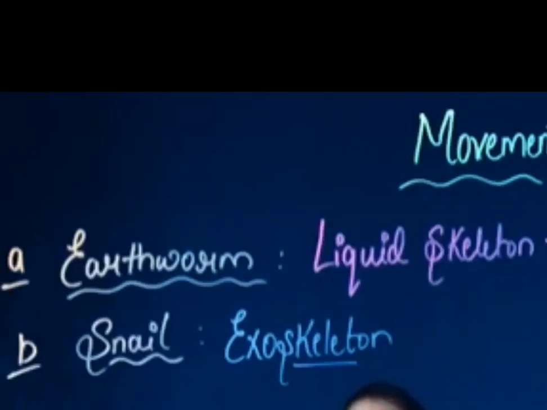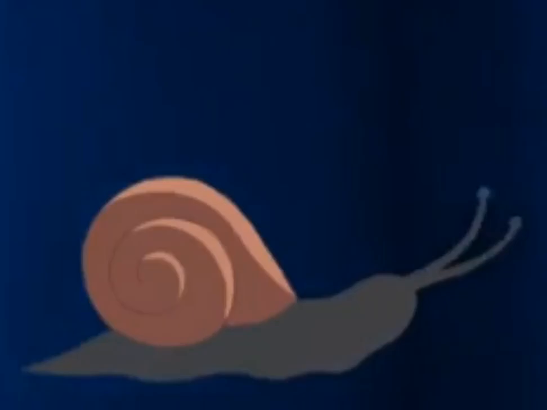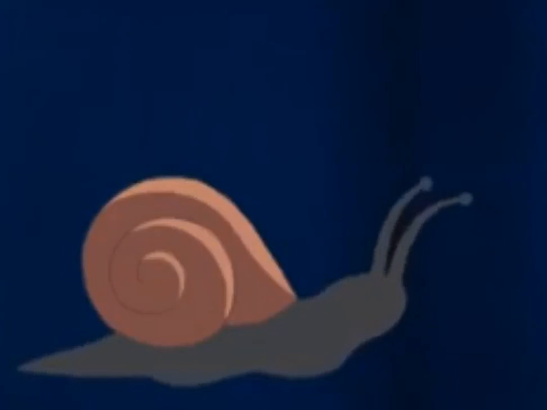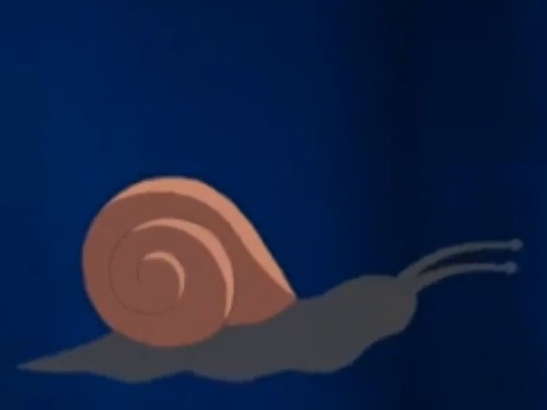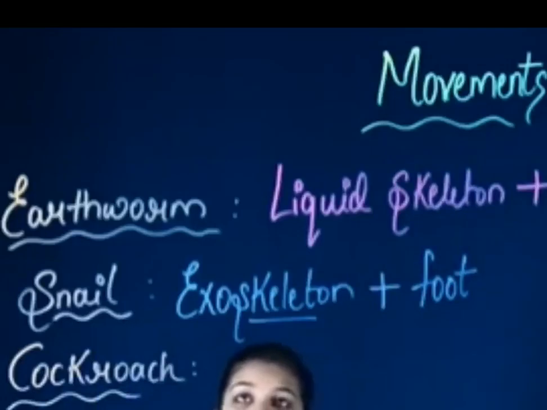For the purpose of movement, the snails possess a muscular foot. Okay, let's have a look at it. If you look at the movement of a snail, you will see that at the bottom there is a thick, fleshy, muscular foot present. This muscular foot is very strong as it contains very strong muscles. And these strong muscles help in the movement of the snail. Again, the movement in a snail is also very slow, and it does it with the help of this muscular foot. The cockroach also has an exoskeleton which protects its body.